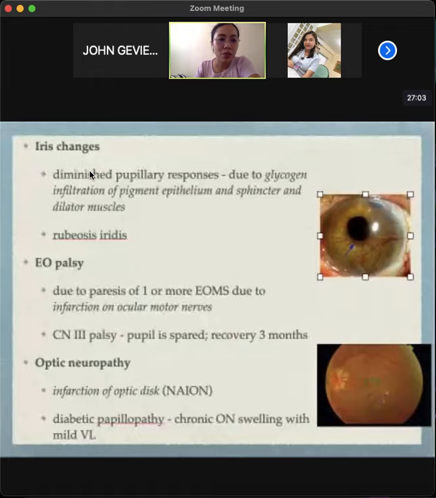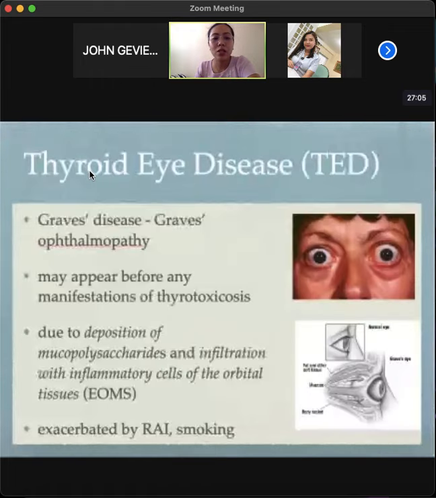So next would be your endocrine disorders. So your thyroid eye disease. What are the pathognomonic signs of thyroid eye disease, or Graves' disease, or Graves' ophthalmopathy? What do you usually see? What do you call the sign that you see in the picture?